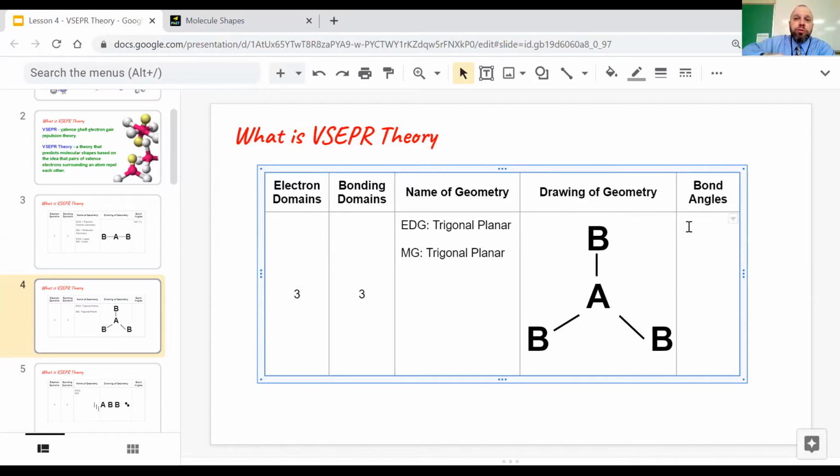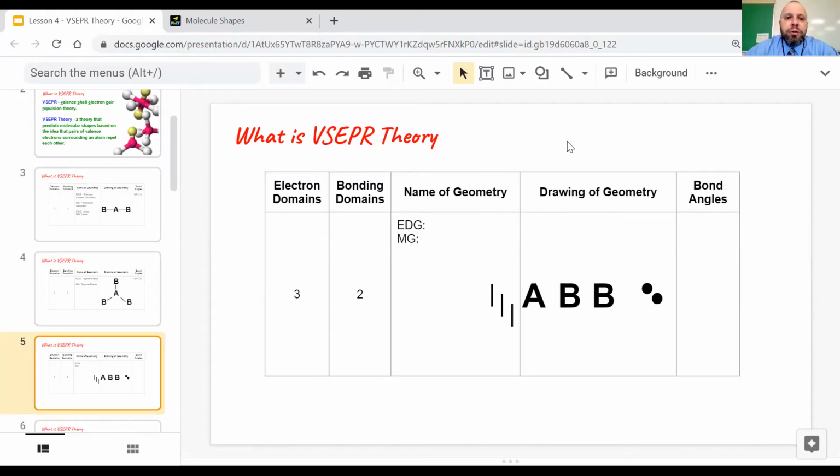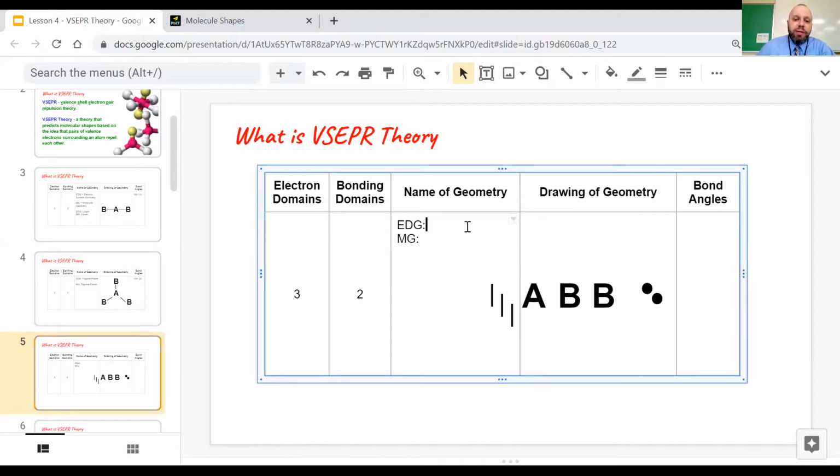If you think about a full circle being 360 degrees, we have 3 bond angles that are equivalent, so each of these is going to be 120 degrees. So I'm going to list 120 degrees and put a 3 there. In our next example, we have 3 electron domains, so that will get the same name as we had before. In fact, everything with 3 electron domains will get called trigonal planar.